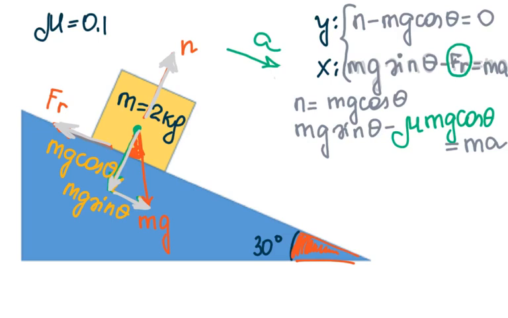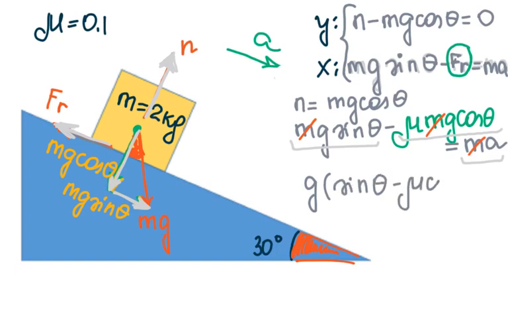I see all of them have m, so every single term in my equation, so this term has m, this term has m, and this term has m. Every single one of them has m. I can divide each term by m, so m cancels. What's left is g, I'm gonna take g out, sine theta minus mu cosine theta is equal to a. So I can find the acceleration of my box.